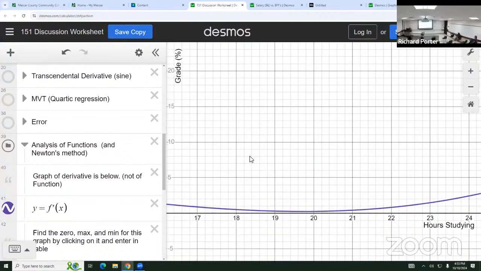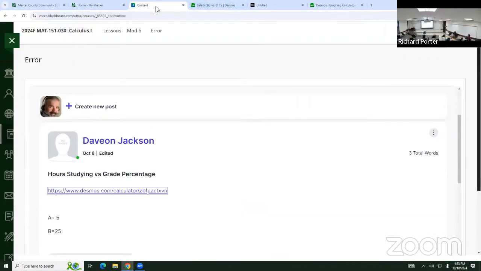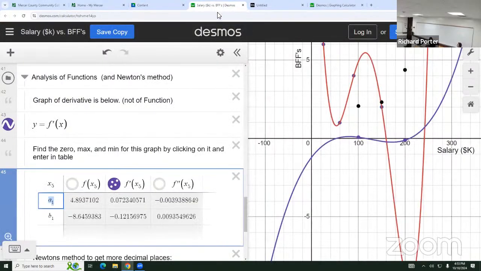Okay, let's break up into our groups. Both of your graphs will be fine. You don't have to do more than one regression, is what I just checked. So let's go for it.